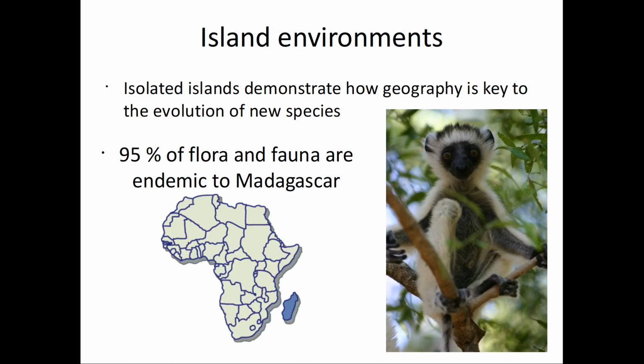Then you have island environments, kind of like Galapagos. Both the Galapagos and Madagascar are isolated from the mainland, and they haven't had a whole lot of introduction. There hasn't been a whole lot of migration of organisms from the island to the mainland and vice versa. And you find that they have a lot of species that only exist on those locations. They've evolved in isolation from everything else.